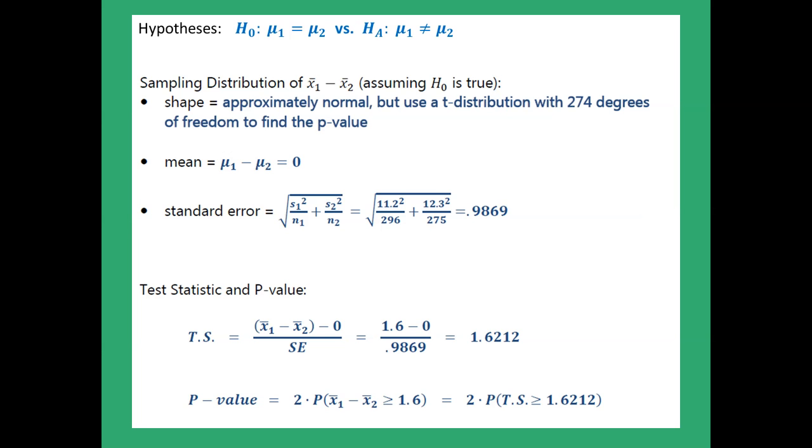And then the p-value would be twice the probability of getting a difference in sample proportions of at least 1.6, which would be the same thing as twice the probability of getting a test statistic of at least 1.6212. And the doubling, just like before, is because of the two-sided alternative. So there I'm doubling a tail.